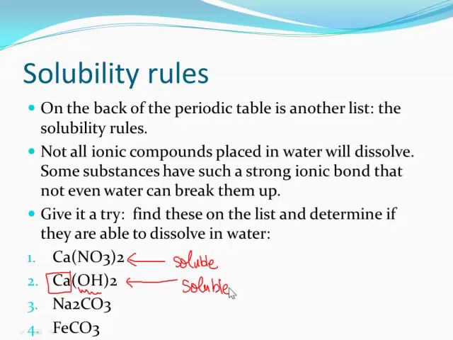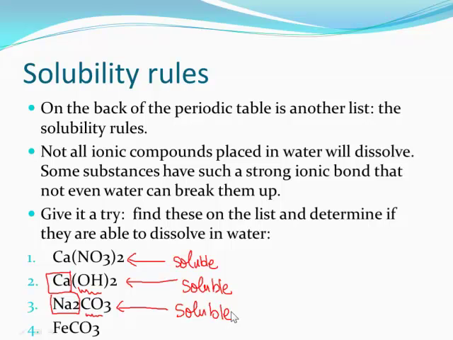Let's look at number 3. You have sodium carbonate. So go ahead and try to find the rules for carbonates. It's on the bottom half of your solubility chart. It says all carbonates, sulfites, phosphates, and chromates are insoluble except those of alkali metals and ammonium. Hey, check it out. Sodium. Well, sodium is an alkali metal. So instead of saying that this guy is insoluble, you have an exception to that rule. This is another soluble compound.